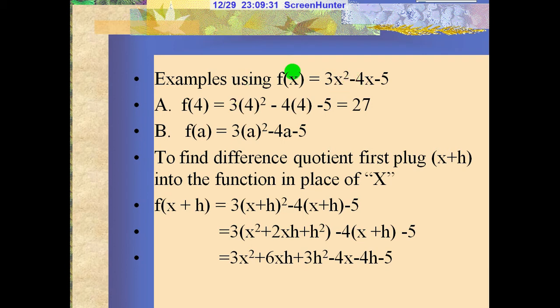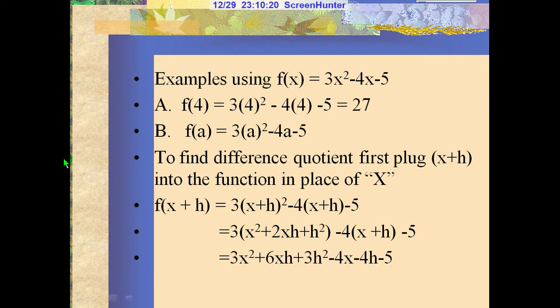Here is an example. First, we assume that x equals 4, the numerical value. It means whenever x equals 4, the function of x, the value of y, would be 27. If we assume x equals a, any non-numerical value, then we get the expression 3a square minus 4a minus 5 for the function of x. Now we cannot find a single numerical value for the function. If we substitute a non-numerical value for x, we can find an expression for function of x.